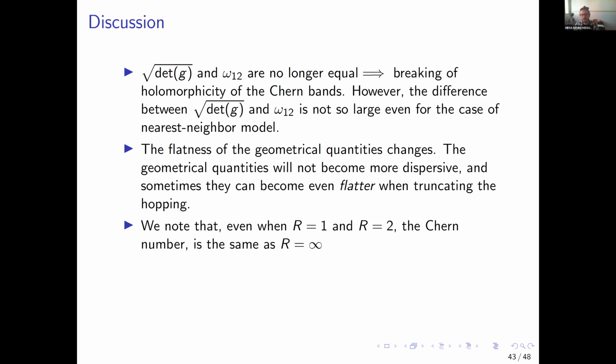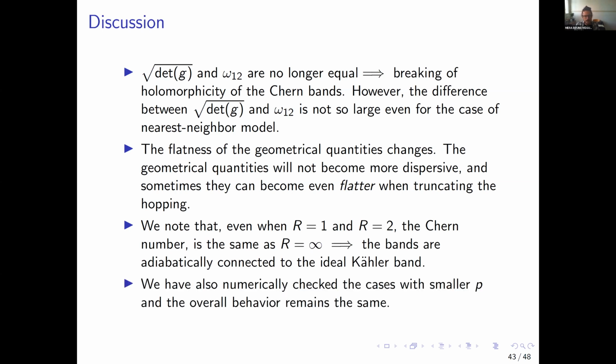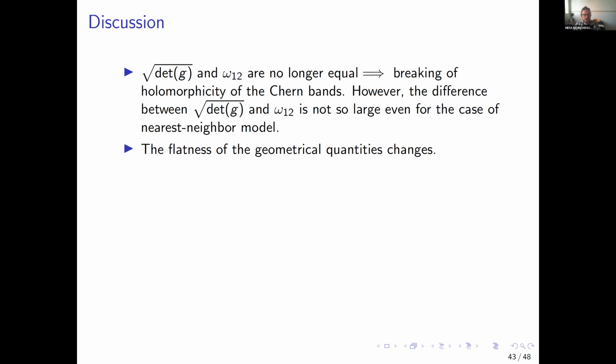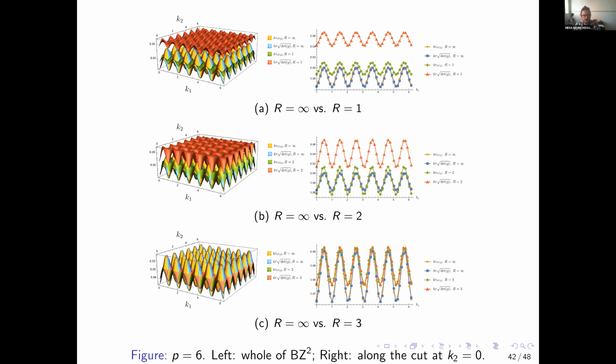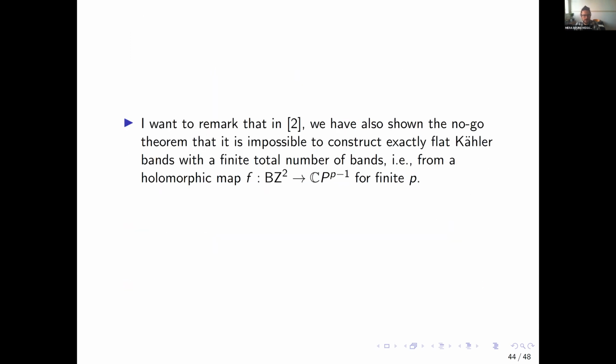Another important remark is that when r equals 1 and r equals 2, the Chern number is already the same as for r equals infinity, and this happens for all other r's. What this means is that your band is adiabatically connected to the Kähler band that you want. So they are in the same topological class, as they should be. We have also numerically checked the cases with smaller p. The plots here are for p equals 6, but we have also checked other p's, and the behavior remains the same.